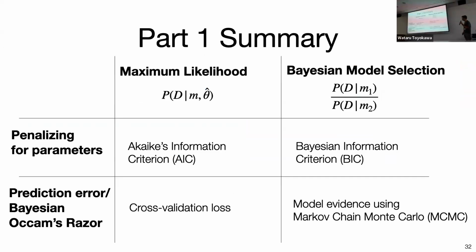Cool. So just a summary of part one. We have two different theoretical approaches to describing goodness of fit, based on maximum likelihood or Bayesian model selection. But in practice, you're more likely to choose between an approach that penalizes for parameters via AIC or BIC, or by directly modeling the prediction error, or going even further using MCMC sampling to get the full Bayesian model fits.